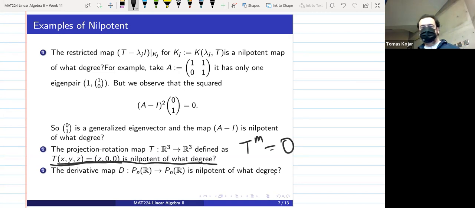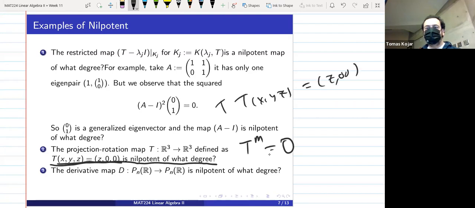Yeah, perfect. So indeed, if you act with X, Y, Z, the first one gives you Z, 0, 0, and then when you act again, you kill the first coordinate. So it's 0, 0, 0.